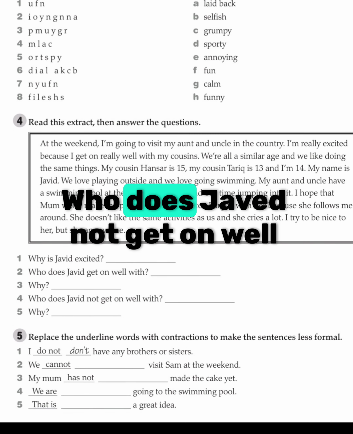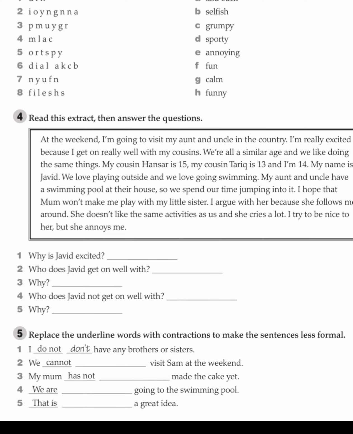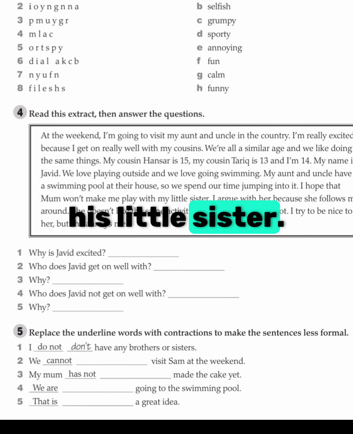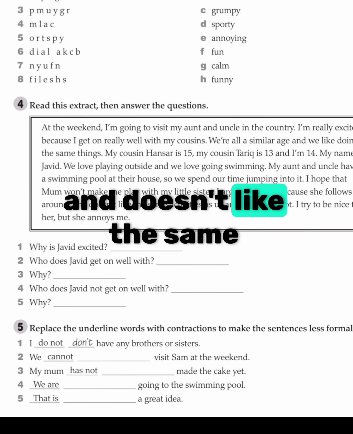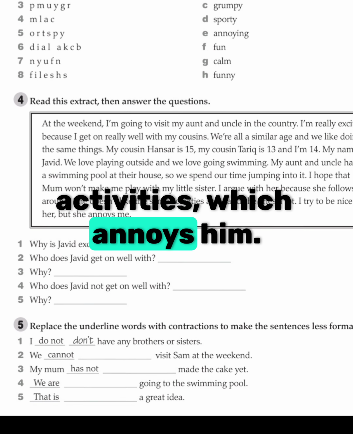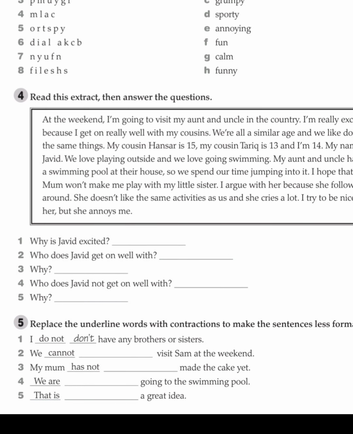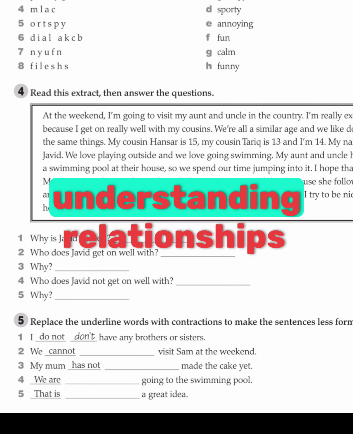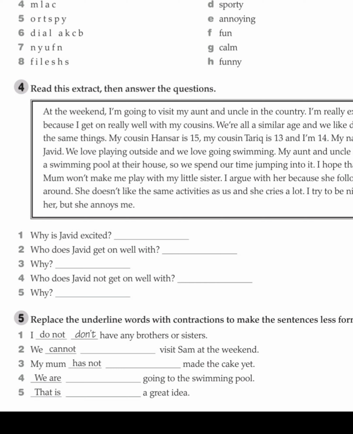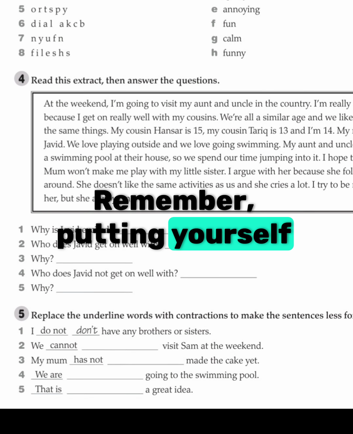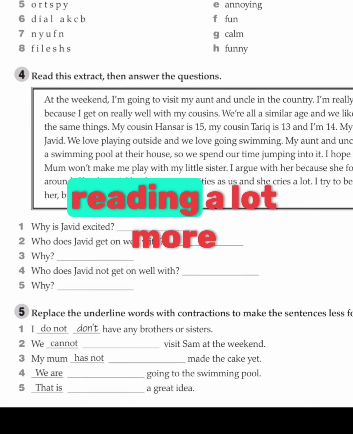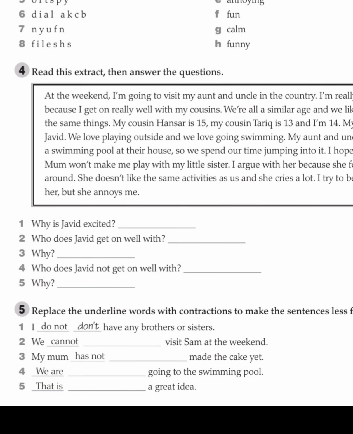4. Who does Javid not get on well with? Javid doesn't get on well with his little sister. 5. Why? Because she follows him around and doesn't like the same activities, which annoys him. Great job! This activity is all about understanding relationships in stories and thinking about how characters feel. Remember, putting yourself in the character's shoes can make reading a lot more interesting.